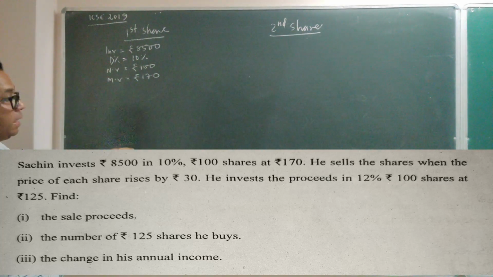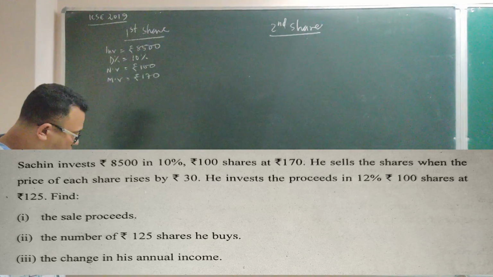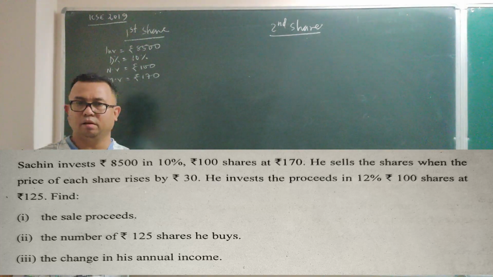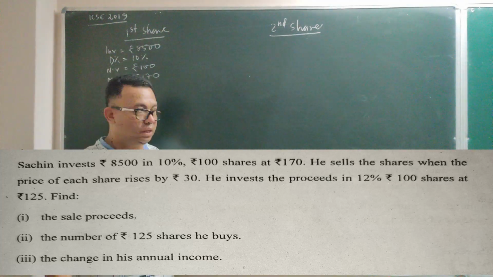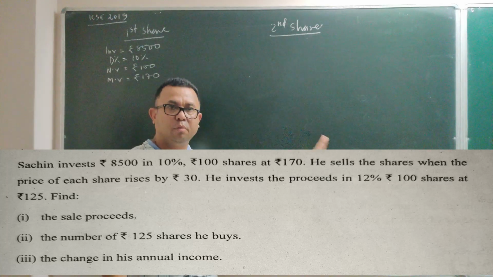Okay, now first let me calculate the annual income. Like the previous question, how do we calculate annual income? Annual income is the third formula. First formula is dividend on one share, second formula is number of shares, third formula is annual income. Why do I need to find annual income? Because the third question is asking, what is the change in income? So I have to calculate annual income for both shares.